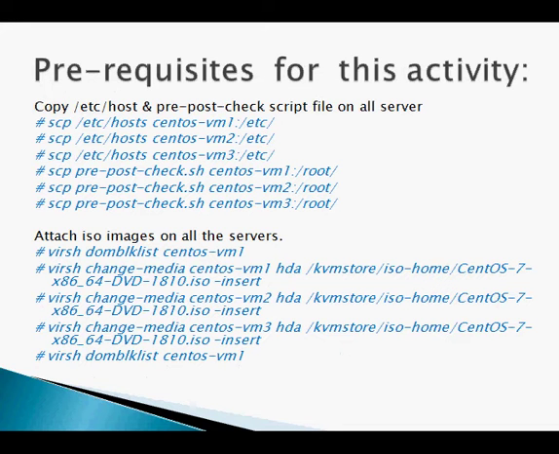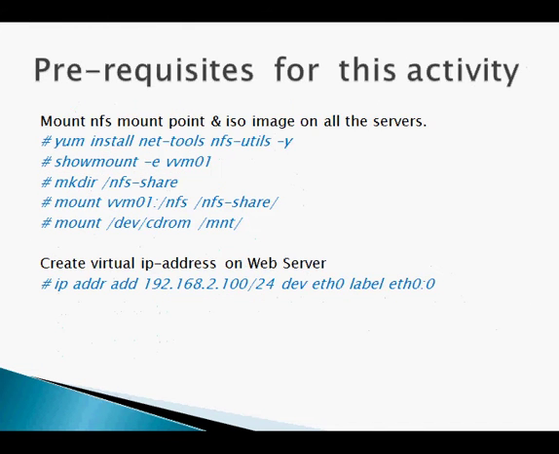Prerequisite for this activity is we will copy the host file. We will copy the pre-check and post-check files, and we will attach the ISO image to each and every server. We will use nettool and NFS-util packages. We will mount the NFS partition, and we are going to mount the ISO image on the mnt folder. On the web server, we are going to do temporary mounting of an IP address.